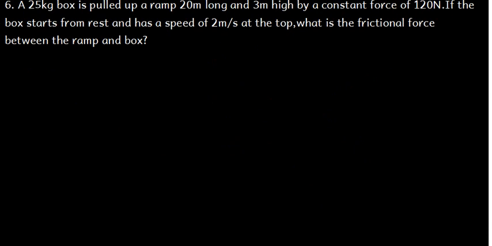Given another question, a 25 kg box is put up a ramp which is 20 meters long and 3 meters high by a constant force of 120 newtons. If the box starts from rest and has a speed of 2 meters per second at the top, what is the friction force between the ramp and the box? So we've been given a ramp like that. They've told us the height of the ramp is 3 meters, and then its distance is 20 meters.